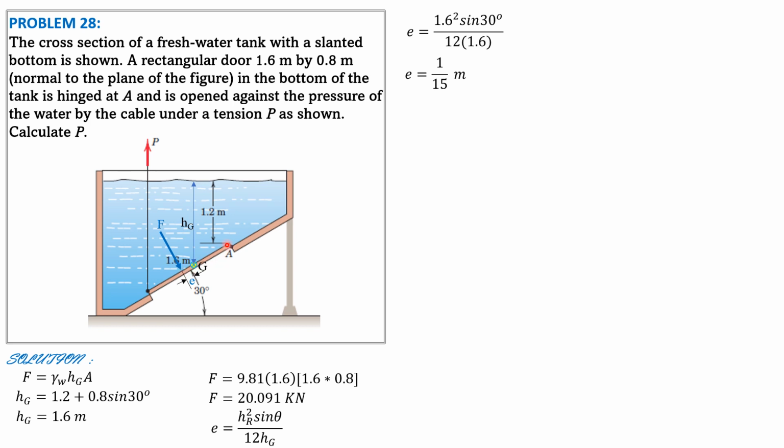0.8 from A to G, plus E, which is 1 over 15. So P times 1.6 cosine 30 degrees equals F, 20.091, times 0.8 plus E, 1 over 15. Solving for P, P is equal to 12.57 kilonewtons.